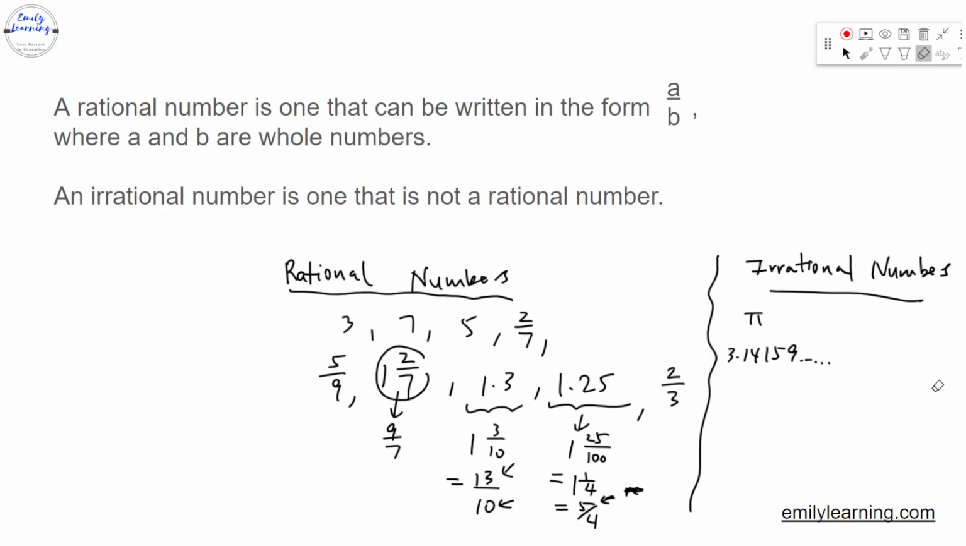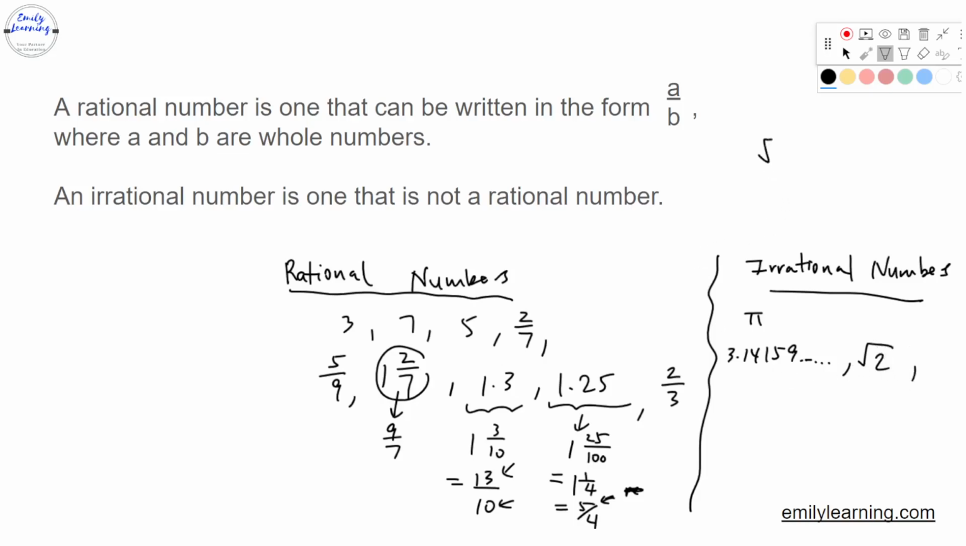Examples of other irrational numbers will be, for example, root 2. So if you were to type root 2 into the calculator, you'll notice that it is a decimal, 1 point and so on. It's non-ending, so you cannot write it in the form of A over B, where A and B are both whole numbers. So therefore root 2 is an irrational number.